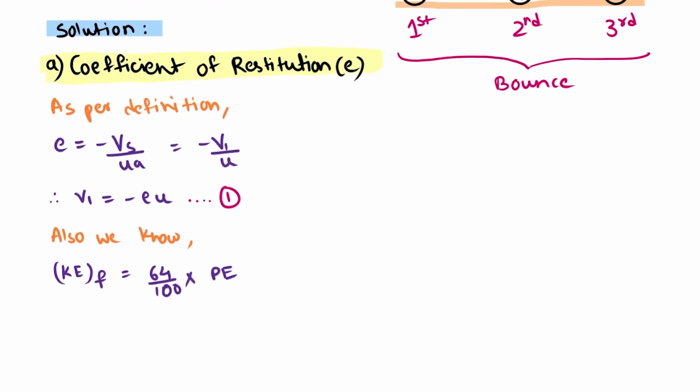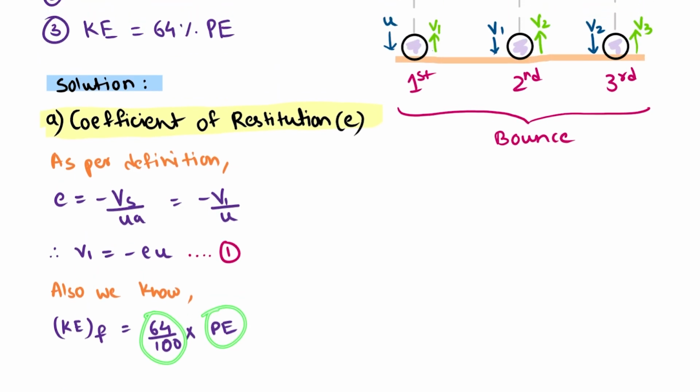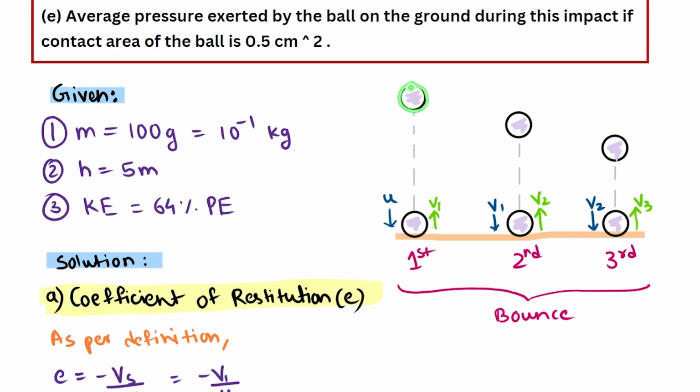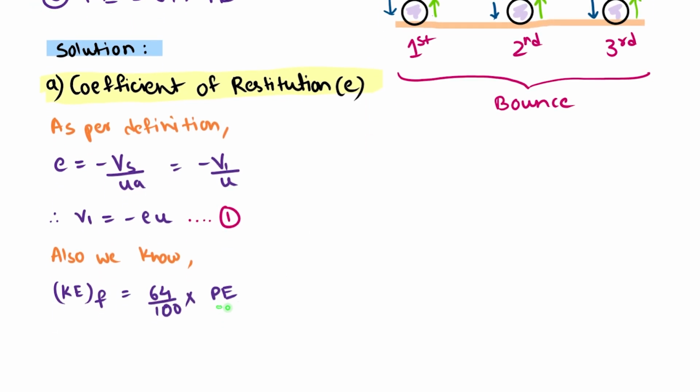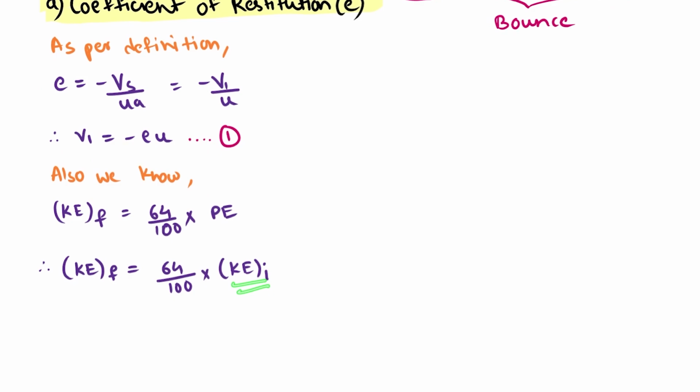Now, also, as per the given condition, we know that the kinetic energy after collision, so it becomes kinetic energy final, is 64% of the potential energy. Now, one thing to note is the potential energy that the ball had at this height h will start to convert into kinetic energy as it starts to fall. And right before the ball hits the ground, whatever kinetic energy we have, which is the kinetic energy before the collision, will be the result of the potential energy over here, which was converted. So I can say that this potential energy is nothing but initial kinetic energy, that is the kinetic energy with which the ball is approaching its collision with the ground.